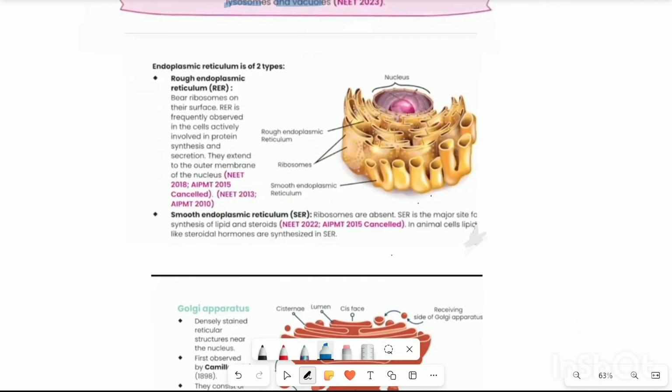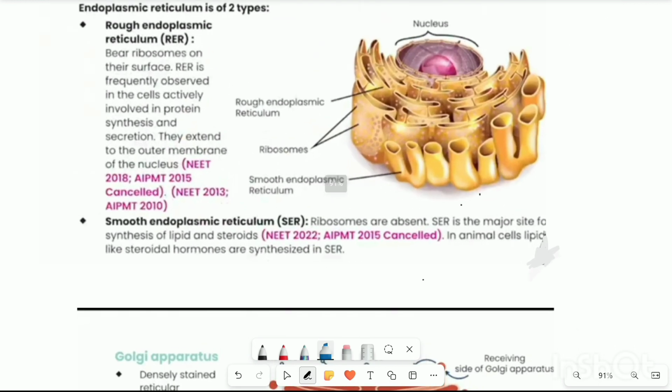Let's go to endoplasmic reticulum. This endoplasmic reticulum is of 2 types, rough endoplasmic reticulum and smooth endoplasmic reticulum. Rough endoplasmic reticulum, that's why, because on their surface ribosomes are attached. You can see here these teeny dots, these are ribosomes. That's why their surface is rough, because of ribosomes.